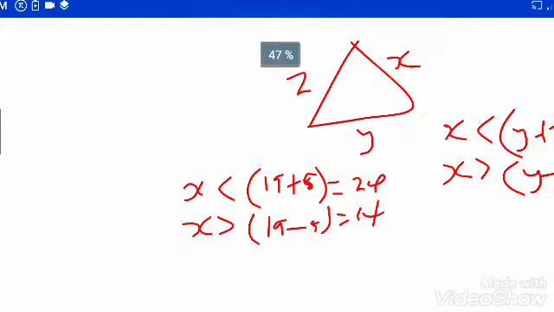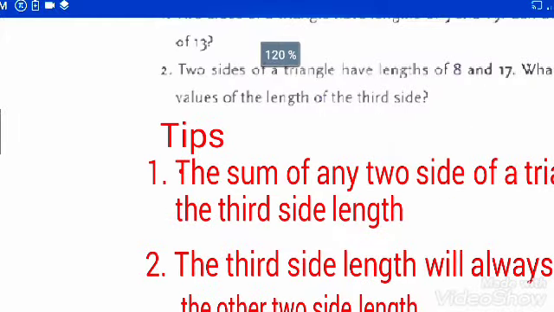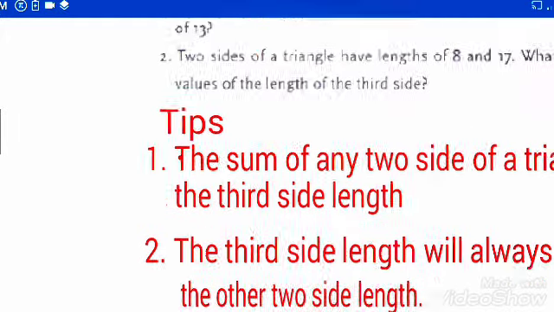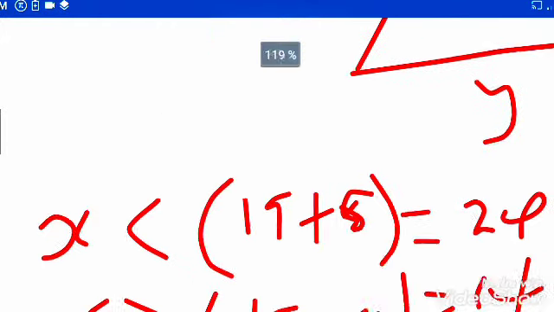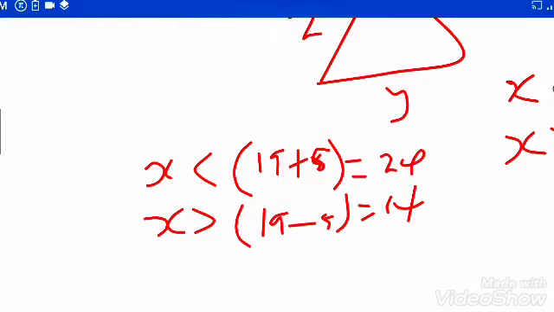So 13 cannot be a possible length for the third side, because the theorem clearly states that it has to be greater than 14, so it's going to start from 15 to 23.